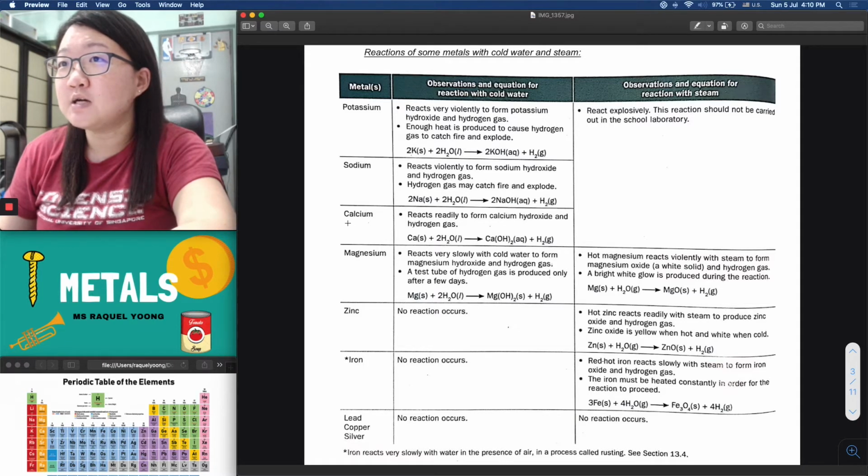So as you can see, when it goes to calcium, it reacts readily. Moving to magnesium, it then starts to react very slowly to give magnesium hydroxide and hydrogen gas. So in fact, if you want to collect a full test tube of hydrogen gas, it can only be produced if you let the reaction run after a few days.